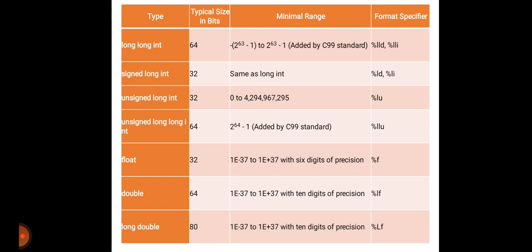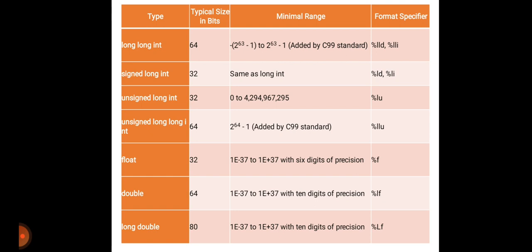Then unsigned long long integer means what? It is 64 bits in size, and the range for this is 0 to 2 raised to 64 minus 1, which is added by the C99 standards, and the format specifier for this is %llu.